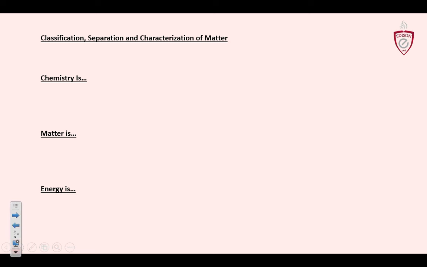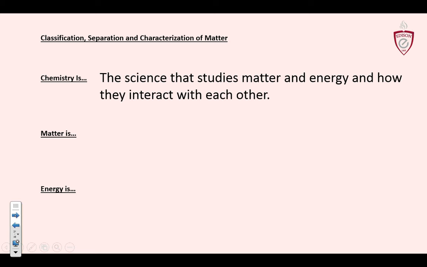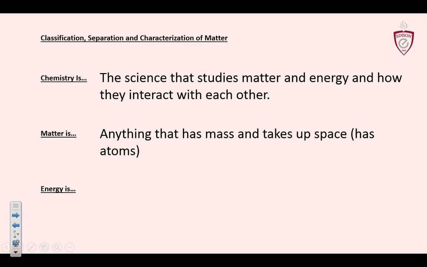So we started out the year, we talked about what the definition of chemistry is, and here it is on paper. The science that studies matter and energy and how they interact with each other. That's my favorite definition of what chemistry is. Matter is anything that has mass and takes up space. It has atoms. Now I know you can't see atoms, but if it has mass and takes up space, it's got atoms. So it's inferred, okay?